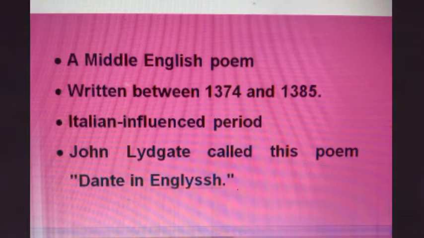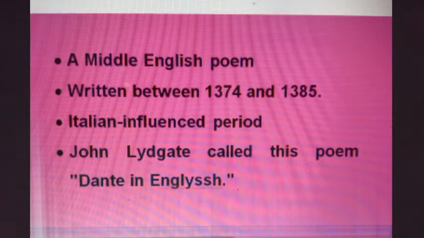Now, John Lydgate called this poem Dante in English. Dante means Dante, the author of The Divine Comedy. So, because of that Italian influence, especially Dante's influence is seen in this work. Chaucer was inspired by the works of Dante. So that is why John Lydgate called this poem Dante in English.